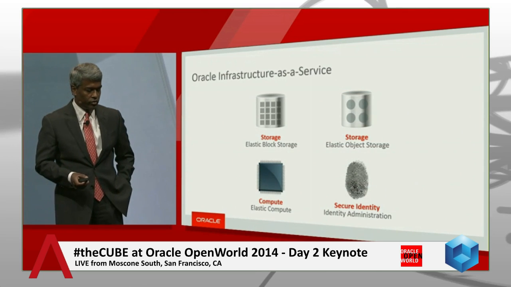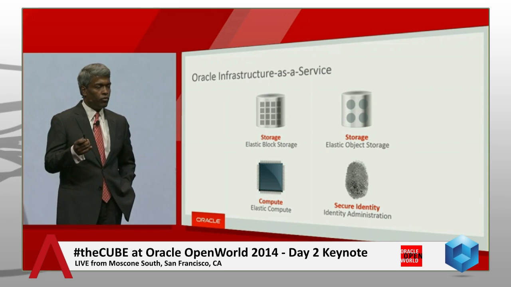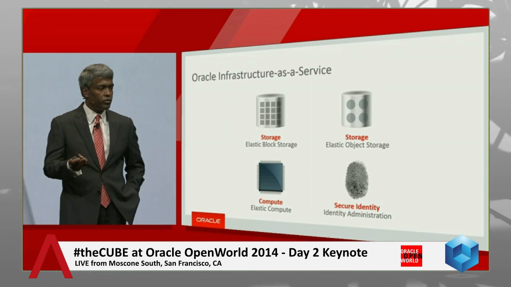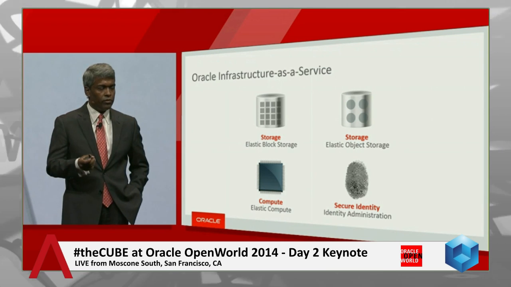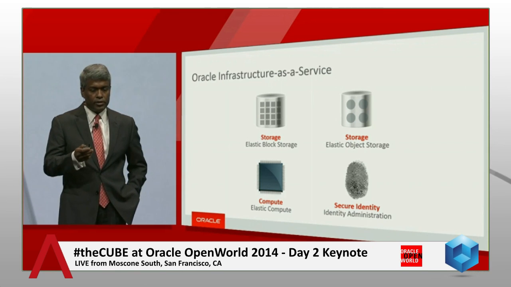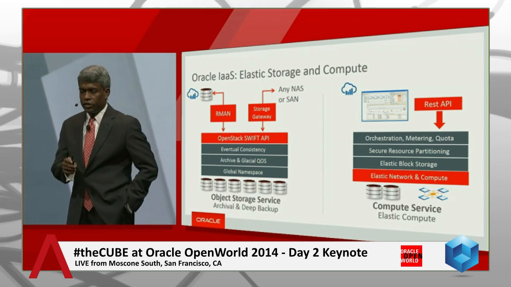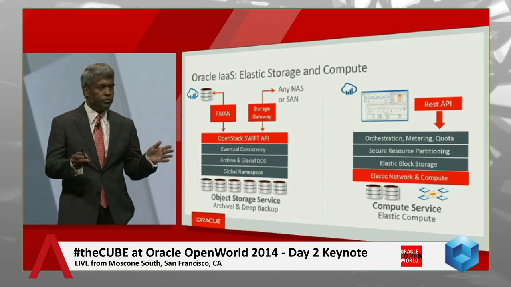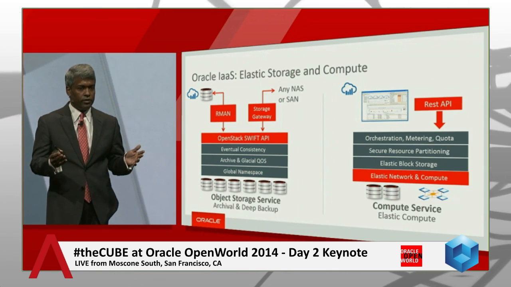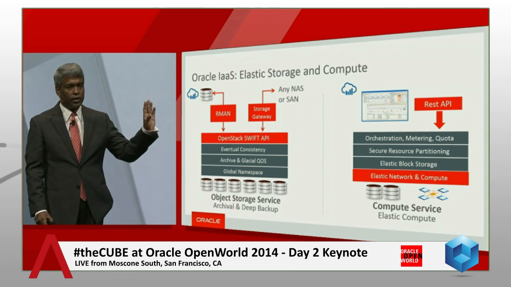So infrastructure as a service. You have the ability to use the Oracle Cloud for elastic object storage, block storage, compute, and identity. We have a centralized identity system for all of our cloud solutions. Let's take a look at just a couple of these to illustrate how you might be able to use it. Object storage. So the Oracle Object Storage Service allows you to have a triple mirror redundant storage system for backup and archive in the cloud.